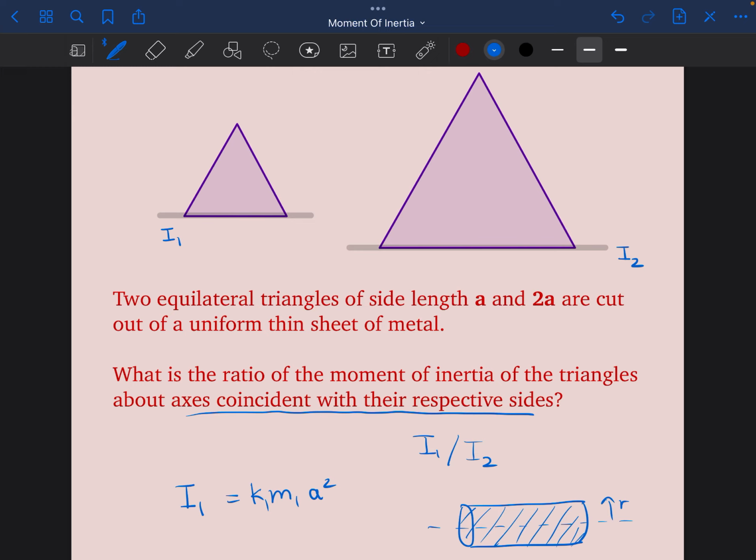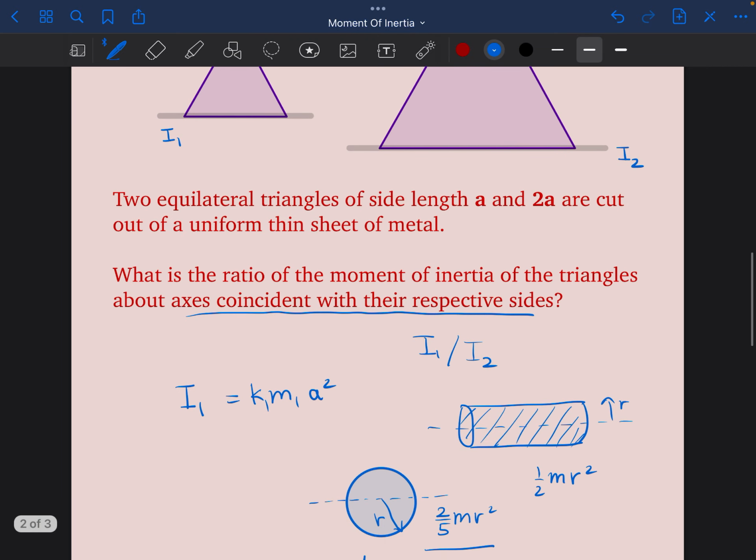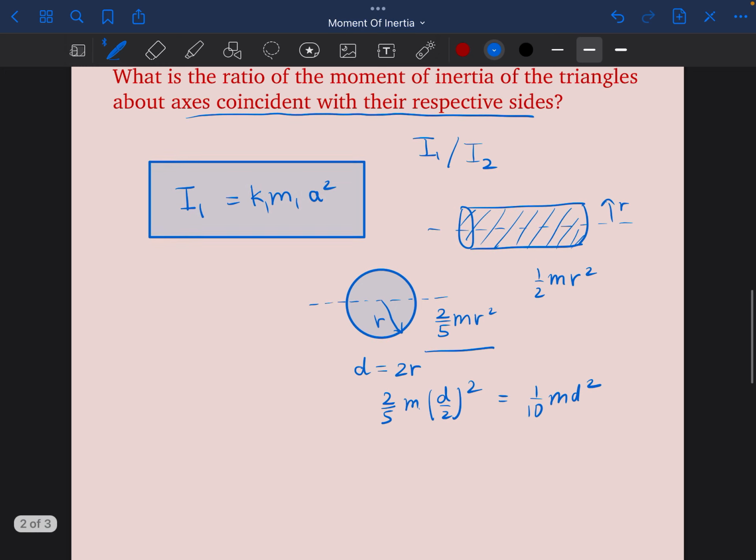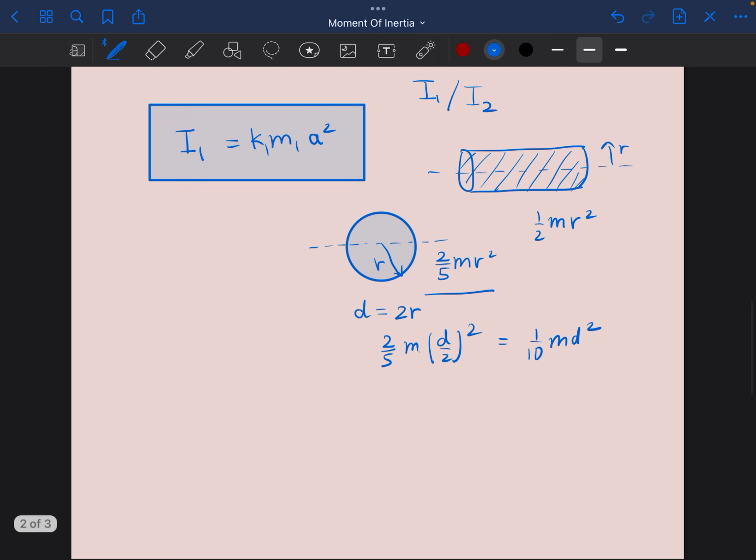So the most obvious choice for a length in this triangle is the side length, and therefore the formula for the moment of inertia about a side will be most conveniently expressed as some constant times the mass of the body times a square. So let us highlight this, right? And this result can easily give us a clue into the ratio of the moment of inertia of these two bodies, because the mass itself of the triangular plate will be proportional to a square again.